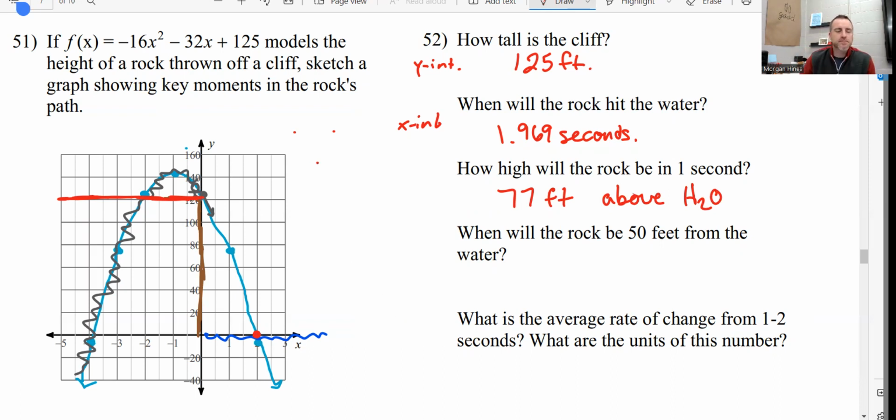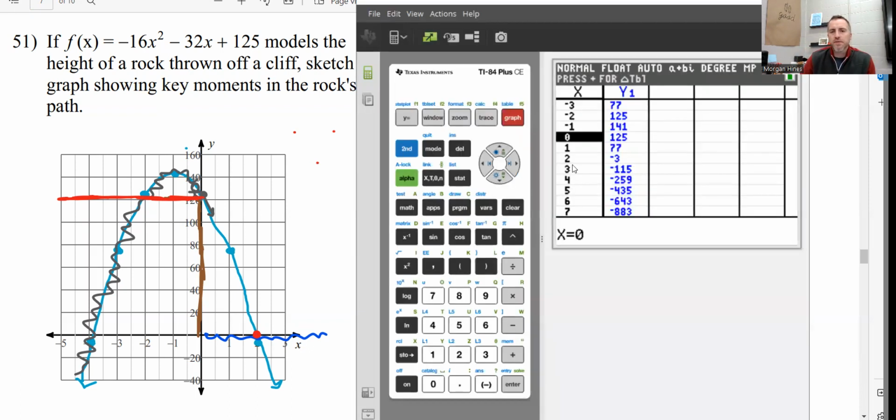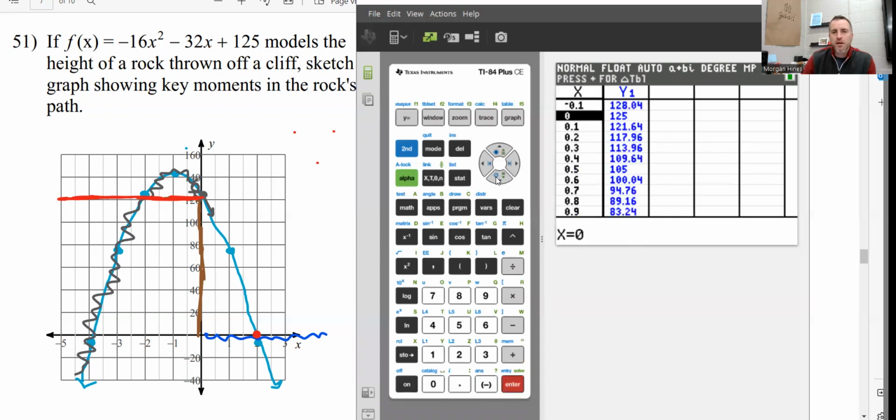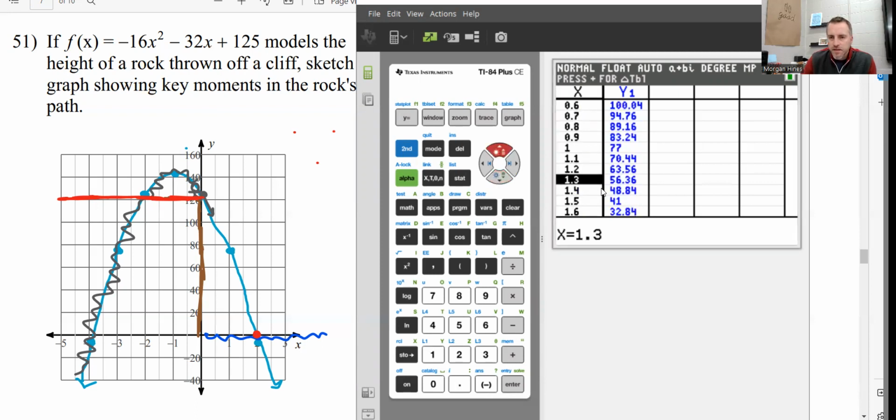When will the rock be 50 feet from the water? This is kind of a tough one. When will the rock be 50 feet from the water? So 50 is not in my table. If I hit the plus sign, I can make my table go by 0.1 if I want, by entering 0.1. And then we might be able to see a little bit closer to when it gets to 50. So sometime between 1.3 and 1.4 seconds.